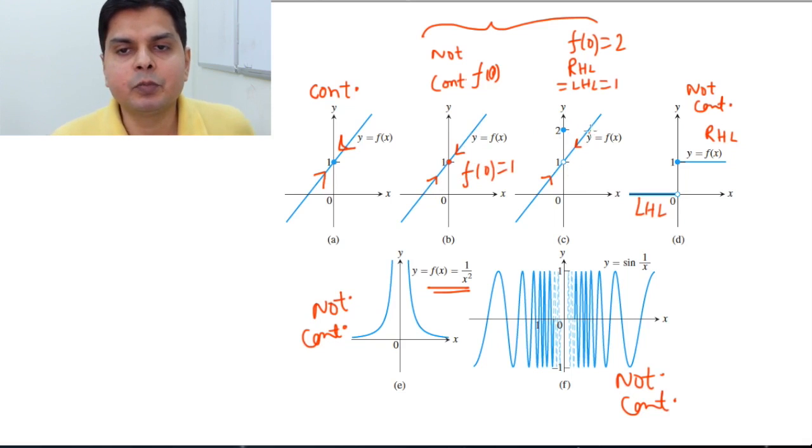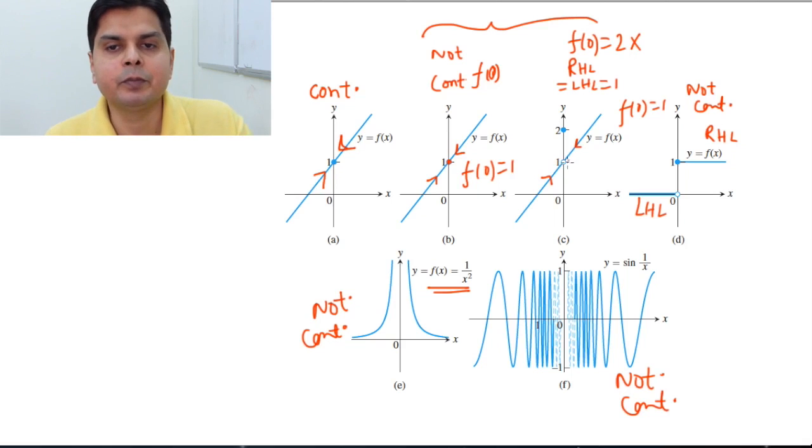Similarly, in this case, the right hand limit and the left hand limit both are 1, but this function was defined as f(0) is equal to 2. So if I change the definition of this function and make my f(0) is equal to 1, that is, I define f(0) is equal to 1 here, then what will happen? This function will also become continuous.